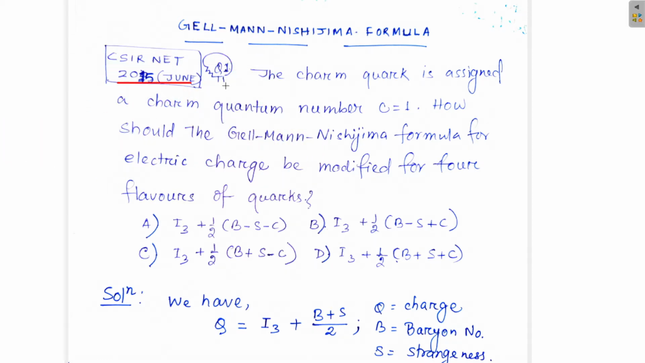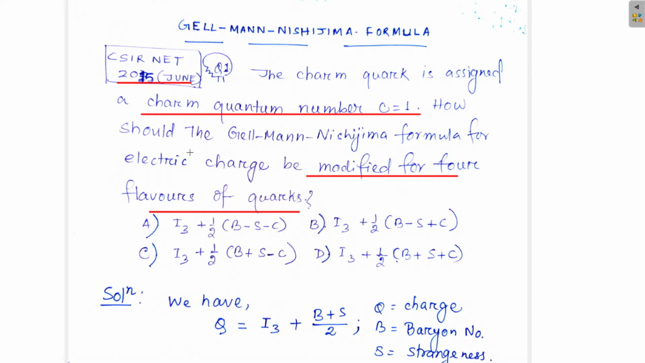The question is: the charm quark is assigned a charm quantum number C equal to 1. How should the Gell-Mann-Nishijima formula for the electric charge be modified for the four flavors of the quarks? So we have four options, A, B, C and D. So now let's solve this problem.